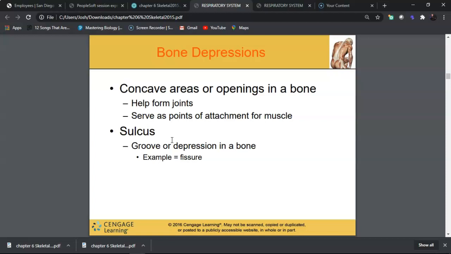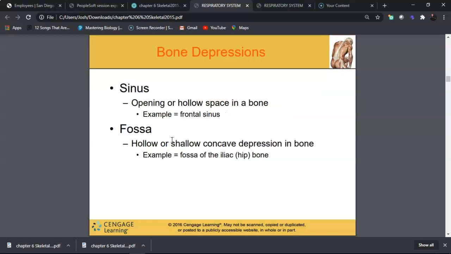And then we have another word called a sulcus. A sulcus is a groove or depression in a bone. An example of that is a fissure. We saw the word fissure in chapter 5 last week. And a fissure is like a crack in the skin, but it also can be a groove or depression in a bone. Okay. Another kind of depression would be like a sinus. A sinus is actually an opening or a hollow space in the bone, and that allows for things to be a little lighter.